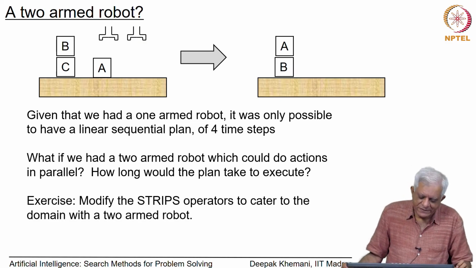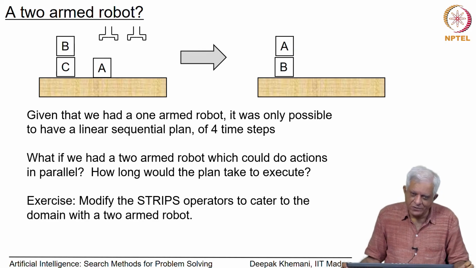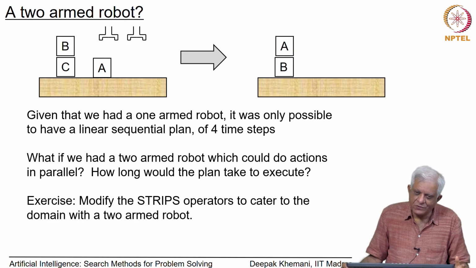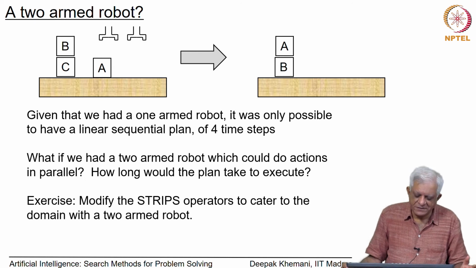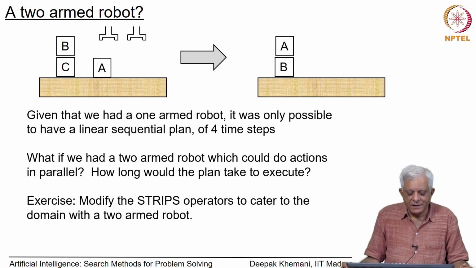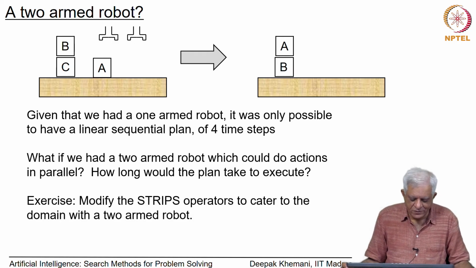The real problem here is for you to modify the strips operators to cater to the domain in which there is a 2-armed robot. Now, in the original strips operators that we had actions like pick up, for example, A. Now, what is the meaning of pick up A in this world where the robot has 2 arms? We should be able to specify which arm is picking up A, and that needs to be now part of the modified domain description, and I will leave that as a small exercise for you.